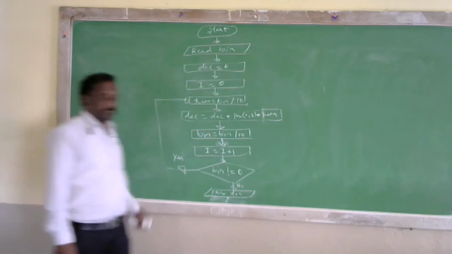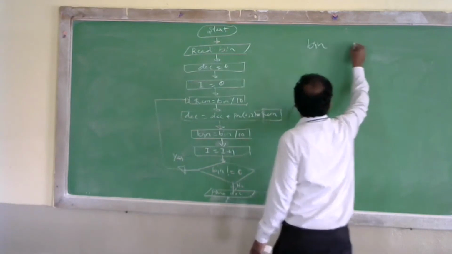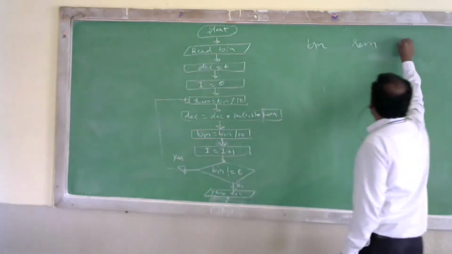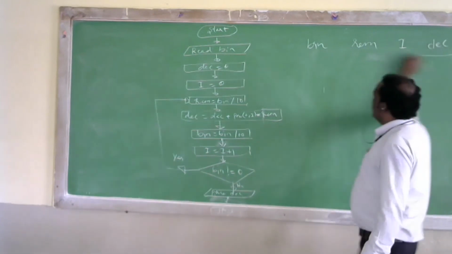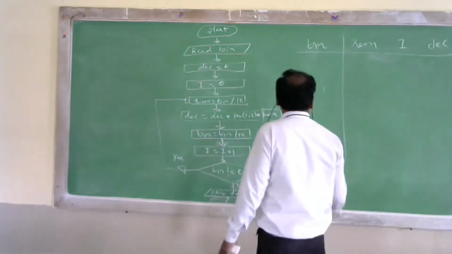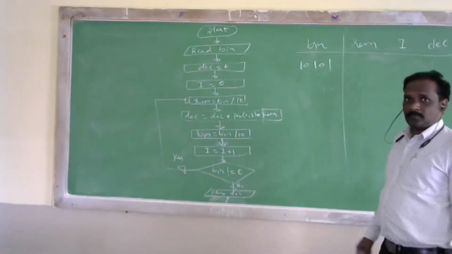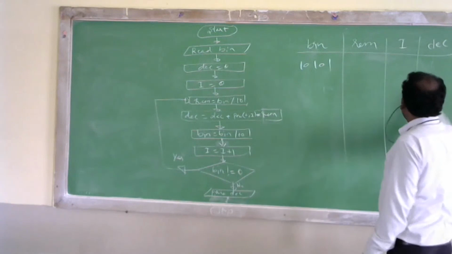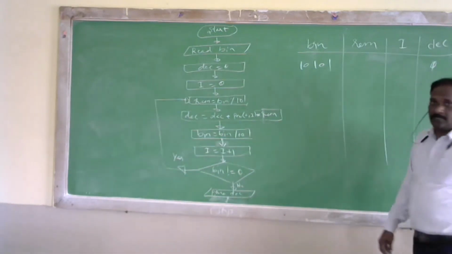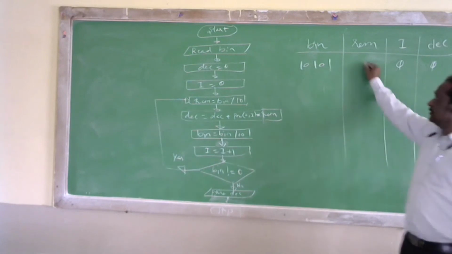Now we can create an example, with binary, remainder, I and decimal value. Now we shall take 10101 as the binary number. What is the initial value of decimal? The initial value of decimal is 0. What is the initial value of I? The initial value of I is 0.